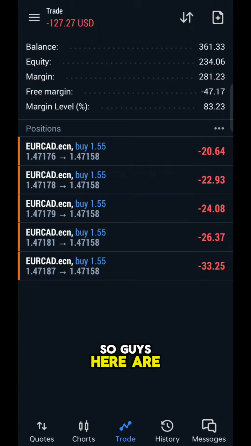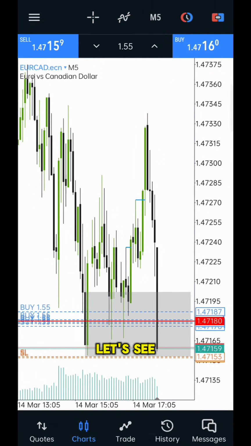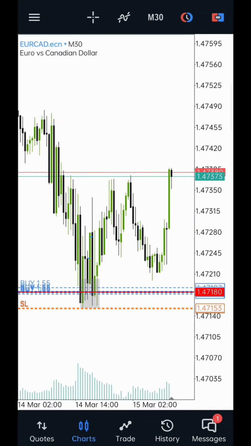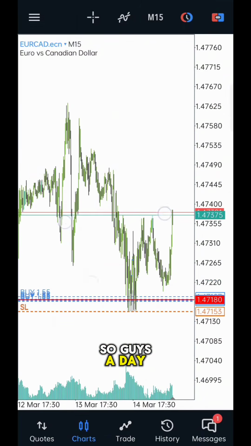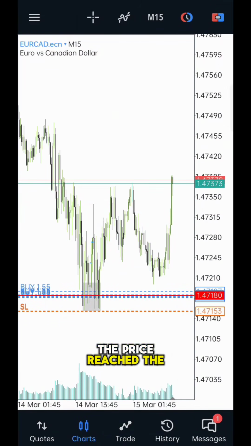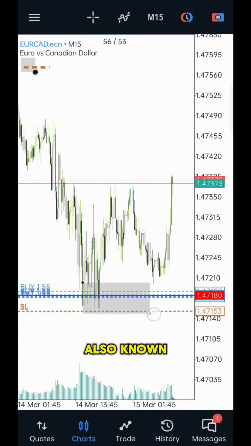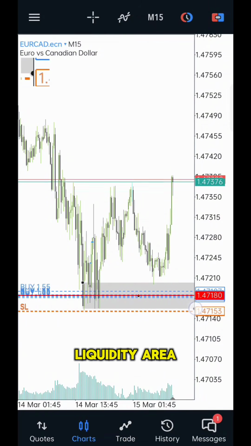So guys, here are all of my open orders. Let's see what happened next. 1 day later. So guys, a day later, here, the price reached the first profit target zone, also known as the most recent buy-side liquidity area.